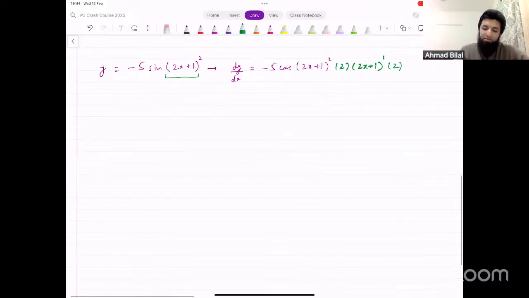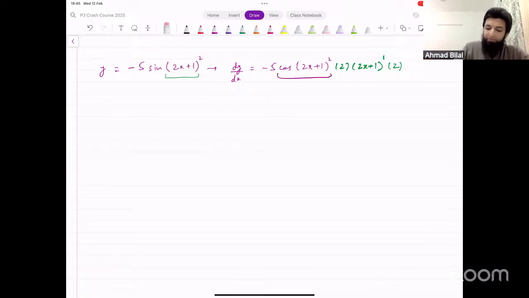Okay, this is a more complicated one. It's one function inside another function. So sine was the outer function. You apply the rule of the outer function first. Sine is the outer function in this case, right? So what's the rule for sine? Derivative of sine is cos. Okay, so you start from that and you say, okay, it becomes cos of this.